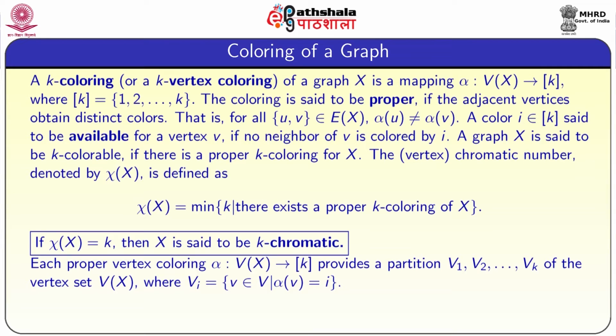Each proper vertex coloring alpha of X with k colors provides a partition V1, V2, ..., Vk of the vertex set V of X, where Vi is the set of vertices v belonging to V such that the color of the vertex v is i. So, in that way, a proper coloring of a graph gives a partition of the vertex set.